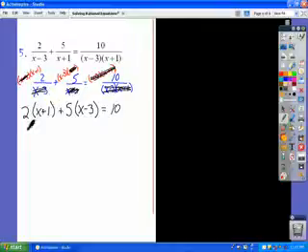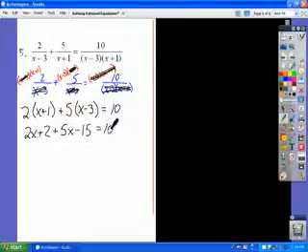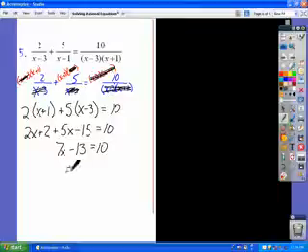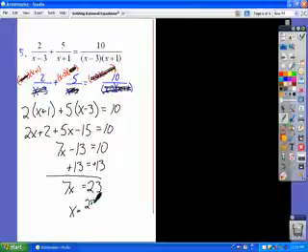Okay, now do the distribution, so it becomes 2x plus 2 plus 5x minus 15 equals 10. We're going to combine like terms over here, so 2x plus 5x is 7x. 2 minus 15 is negative 13. That all equals 10 right there. Now the last thing, now we're at the simplest part of the whole thing. We're going to add 13 to both sides. It's going to turn out a little ugly. But 7x is equal to 23. Divide both sides by 7, and we have 23 over 7 is our final answer.